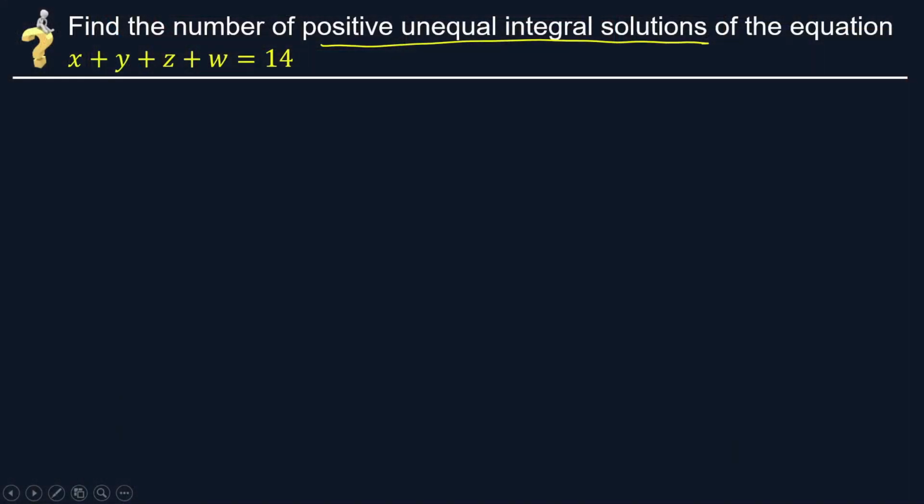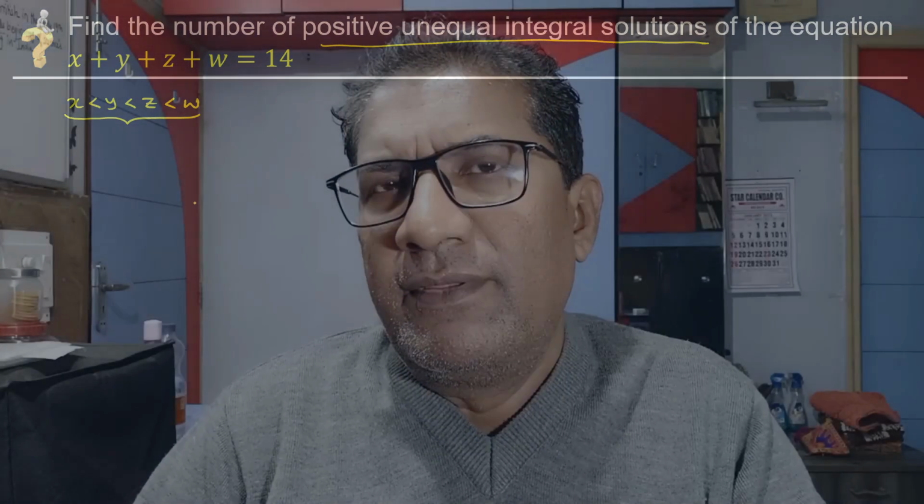Okay, how to use this? Please check this one. Let us assume, without disturbing any part of this question, that x is less than y, less than z and less than w. That is, whatever amount x has received, it is less than the amount of y, less than the amount of z and less than the amount of w.